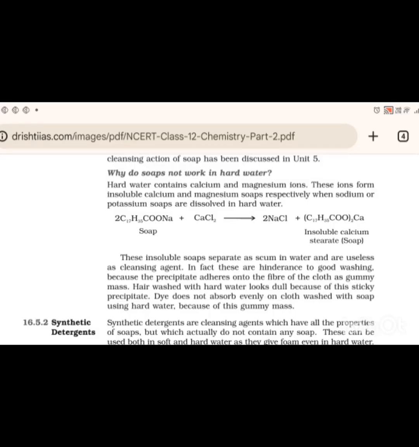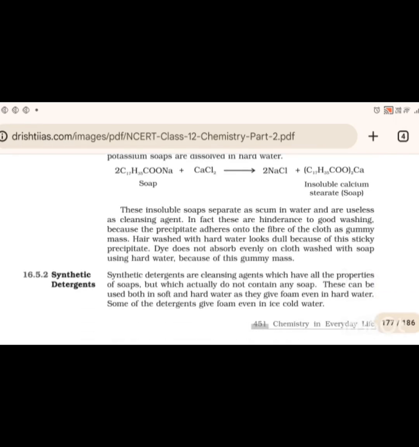In fact, these are a hindrance to good washing because the precipitate adheres onto the fiber of the cloth as a gummy mass. Hair washed with hard water looks dull because of the sticky precipitate. Dye does not absorb evenly on cloth washed with soap using hard water because of this gummy mass.